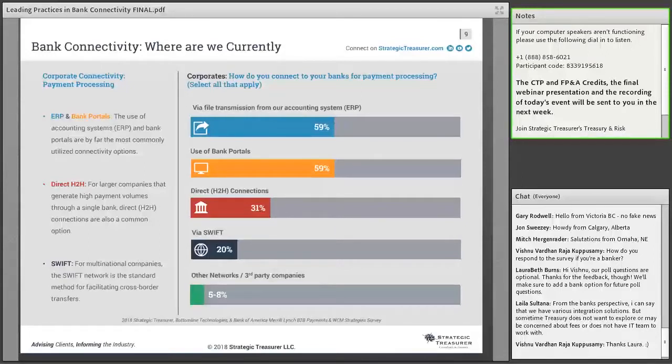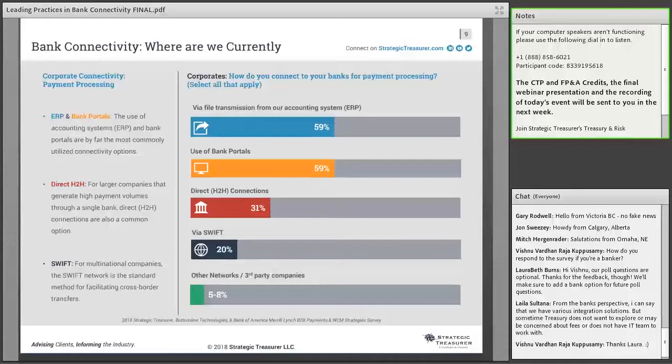But now looking elsewhere, direct H2H connections were in use by about 1/3 of firms. These types of connections are typically reserved for larger companies that send very high volumes of payments through a single bank, or for companies that just want more control over their payments activity, whether for security purposes or for other reasons. This connectivity option is typically a little bit more expensive and costly to implement, but it can be a very effective option if payment volumes are high enough, because it streamlines integration with the bank system and introduces more security and control throughout the process.